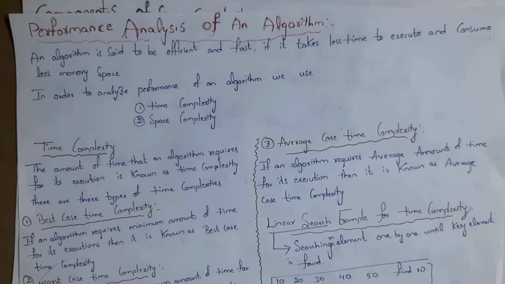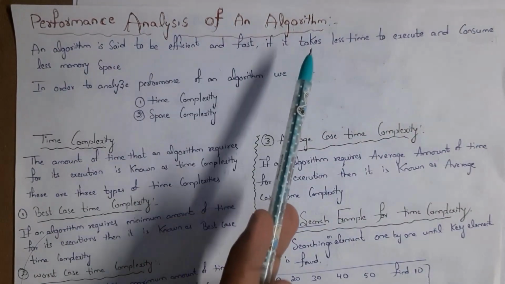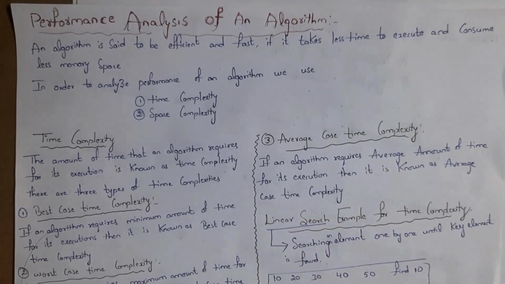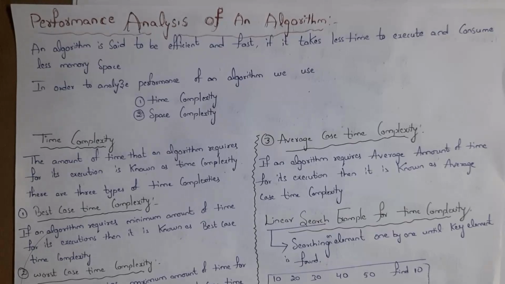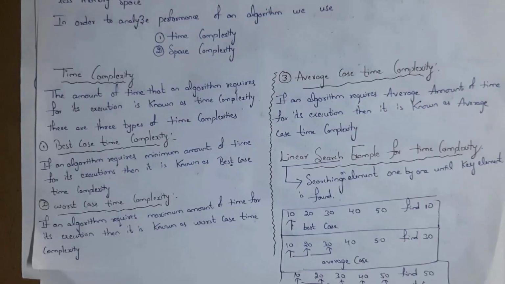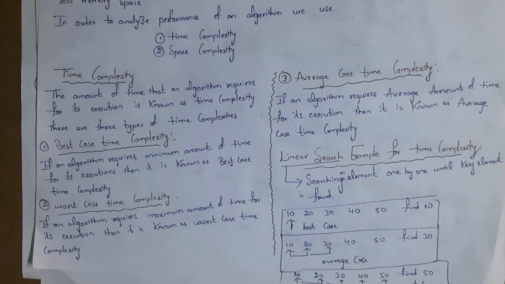Next topic is performance analysis of an algorithm, and also I will explain what is time complexity and what is space complexity. An algorithm is said to be efficient and fast if it takes less time to execute and consumes less memory space. Performance of an algorithm is said to be good only if it takes less time to execute and consumes less memory space. So in order to analyze the performance of an algorithm, we use time complexity as well as space complexity. That is, the performance of an algorithm depends upon time as well as space.